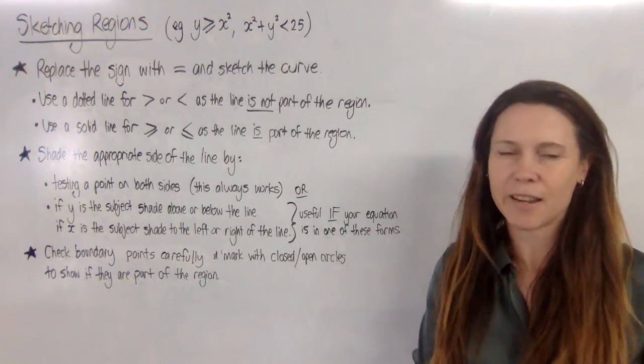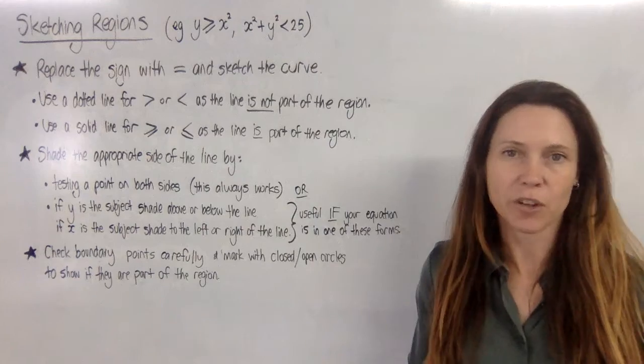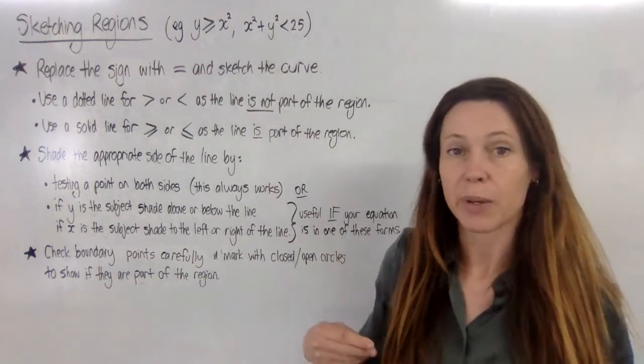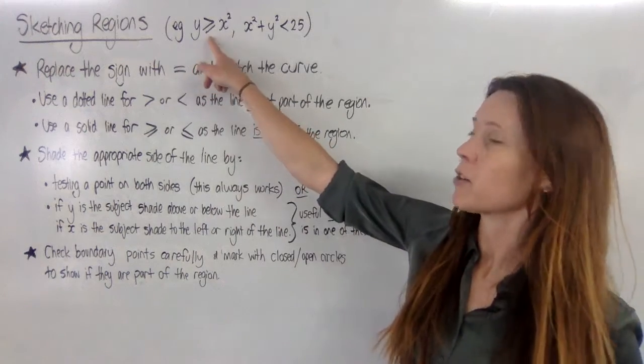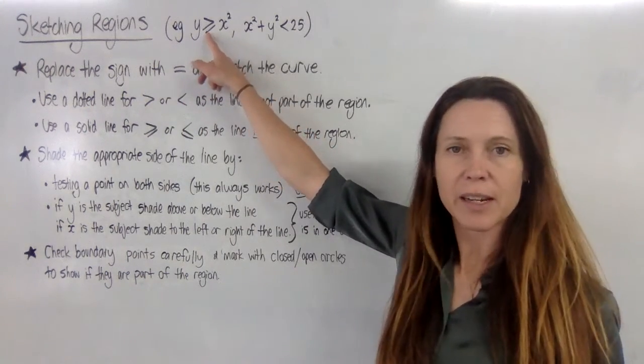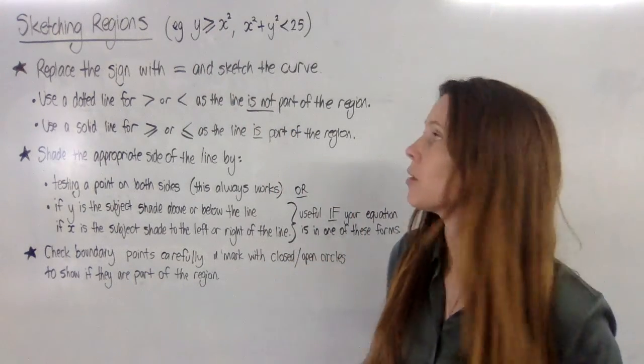Today we're looking at how to sketch regions. Now, sketching a region is really not too much harder than just sketching a curve. The difference is that instead of sketching something like y equals x squared, we might be sketching something like y is greater than or equal to x squared. And you could have a greater than or a less than sign here, or greater than or equal to, or less than or equal to sign.